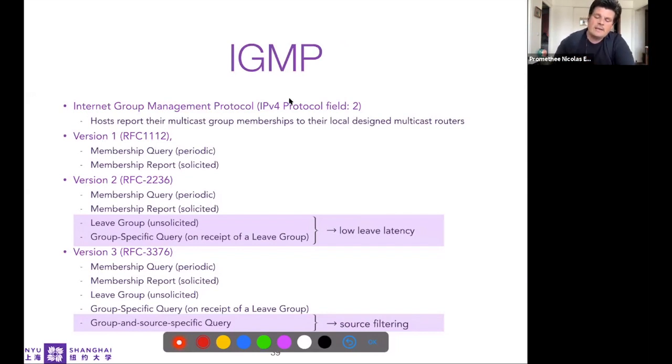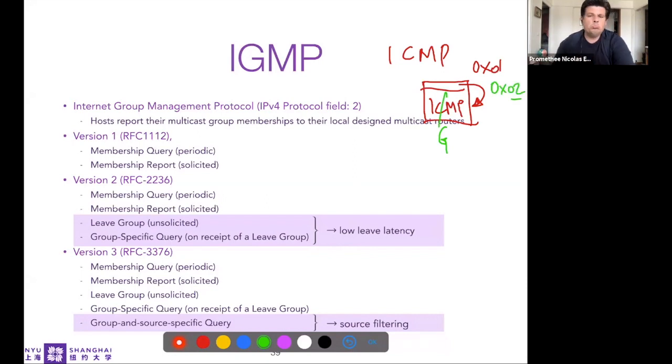The interesting thing is, you remember ICMP, when you have IP encapsulating ICMP, what is the value of the protocol field that indicates that this is ICMP? You remember the value? Anybody in the chat? The protocol, yes, 0x01, right? But if now we have IGMP, the new value is 0x02. Makes sense.